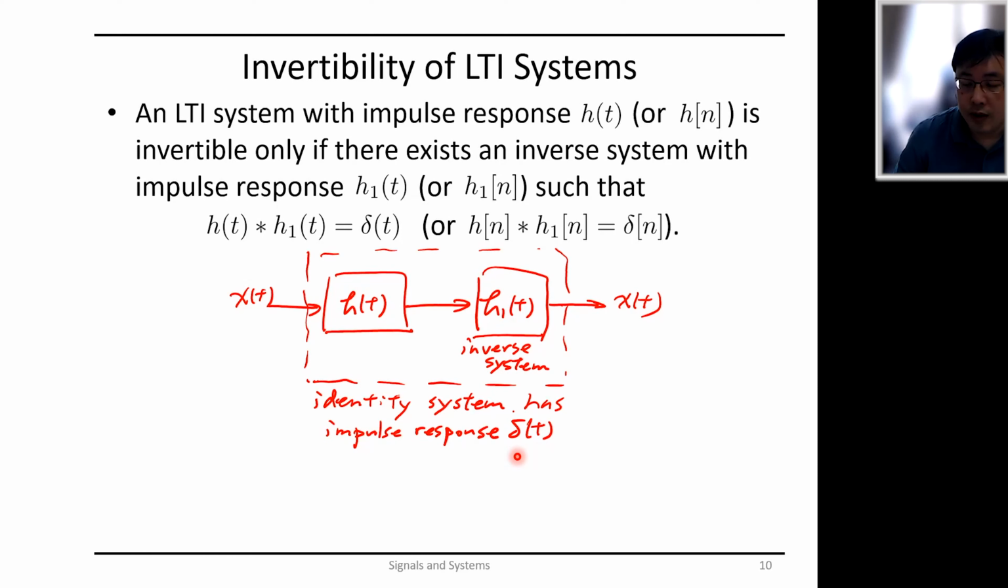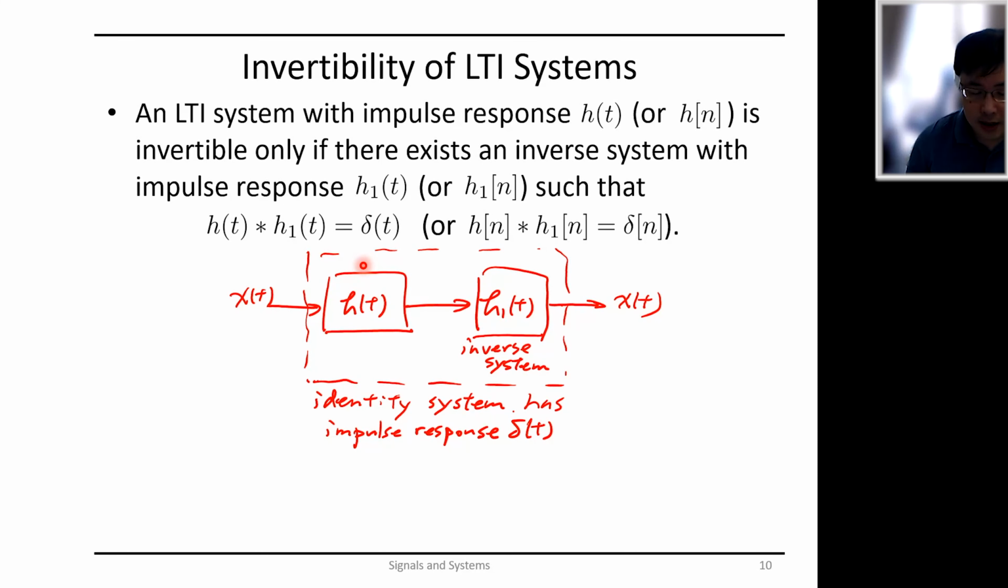Now, we learned before that the concatenation of two linear time invariant systems has an effective impulse response that is equal to the convolution of their respective impulse responses. So this is saying that h of t convolved with h sub 1 of t, which is the impulse response of the inverse system, should be equal to a unit impulse function.